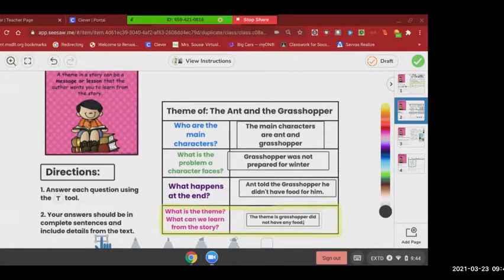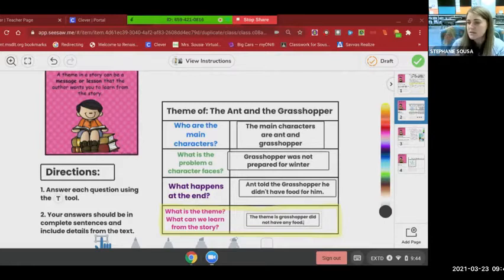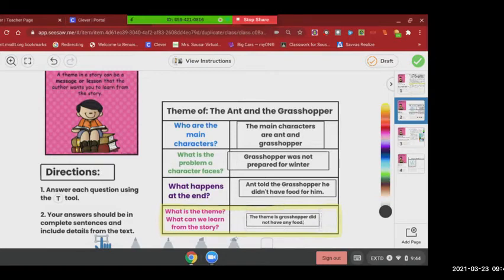They need to think, people need to think ahead. Perfect. The theme is we need to think ahead. That is a theme. Go ahead and type that in there. The theme is we need to think ahead, and we can learn that because grasshopper wasn't prepared. Aiden G, would you like to read your sentence?